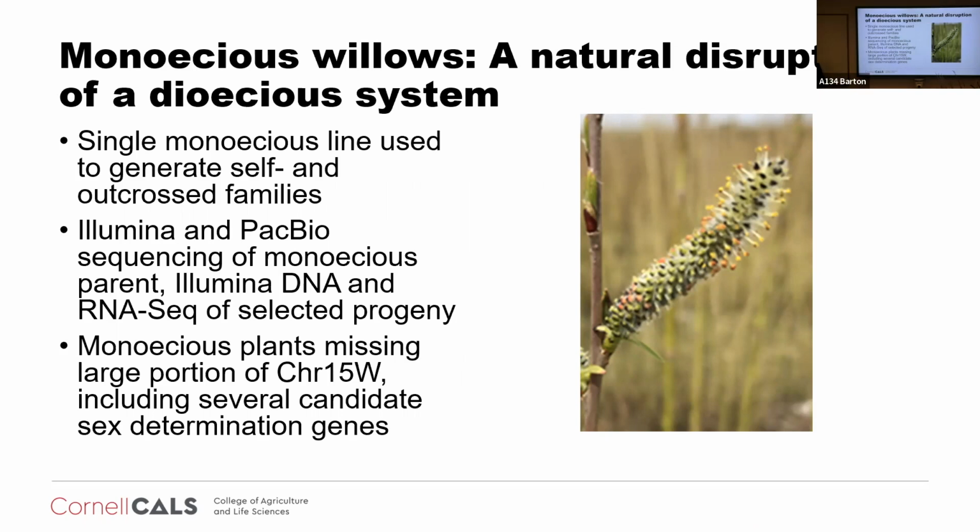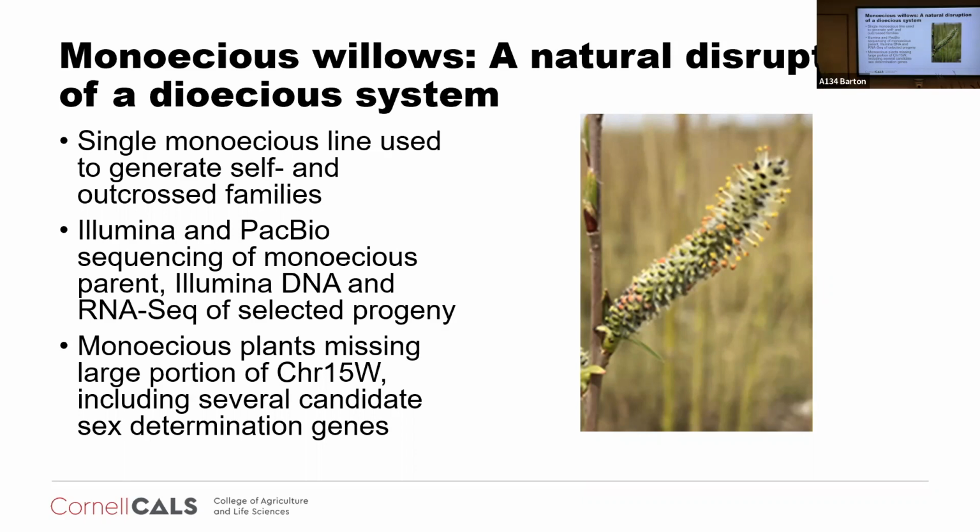Very rarely, monoecious willows can be found in nature. We have one such individual in our collection, which we call 94003. This plant actually has separate male and female flowers on the same catkin. So it's monoecious. We developed an S1 and an S2 family, as well as a male and female outcross from each. So we crossed this monoecious parent to our male reference genome and also to our female.